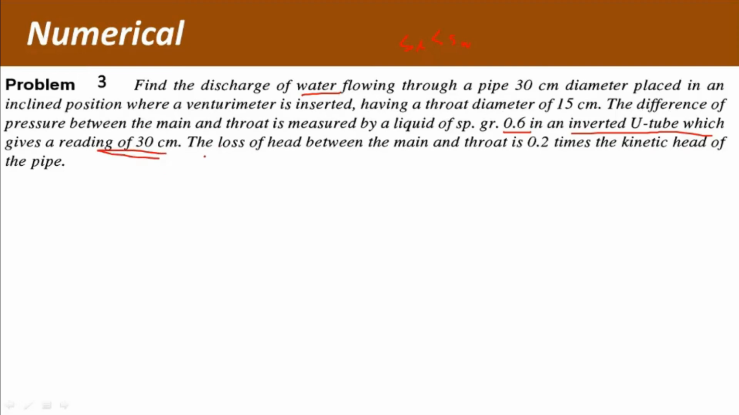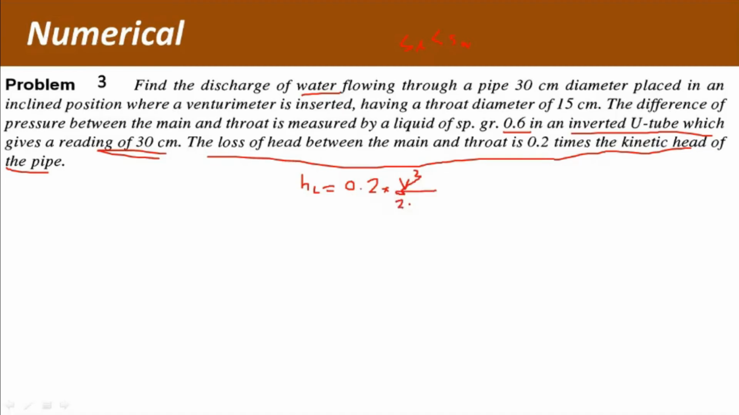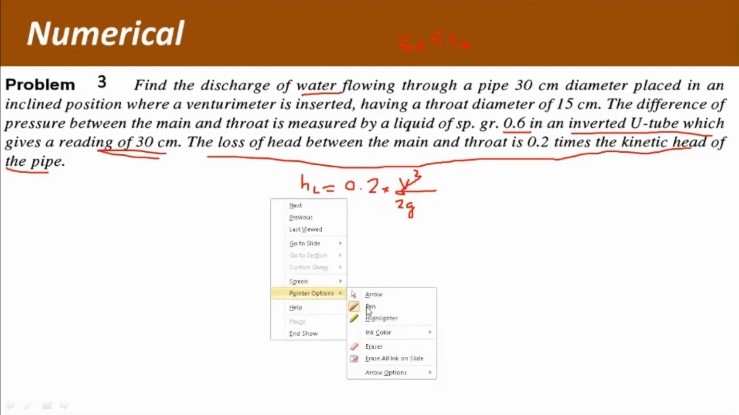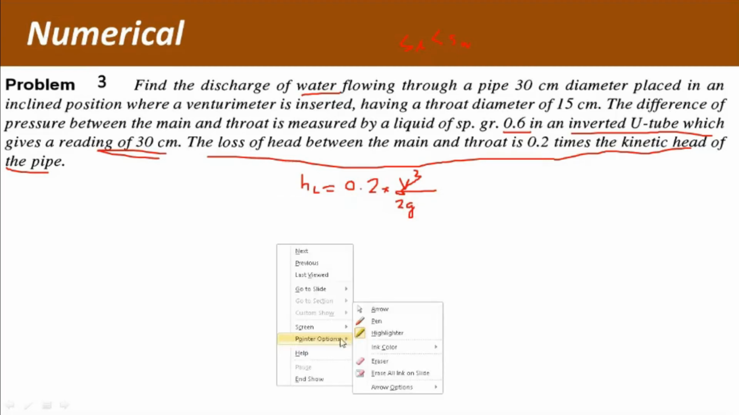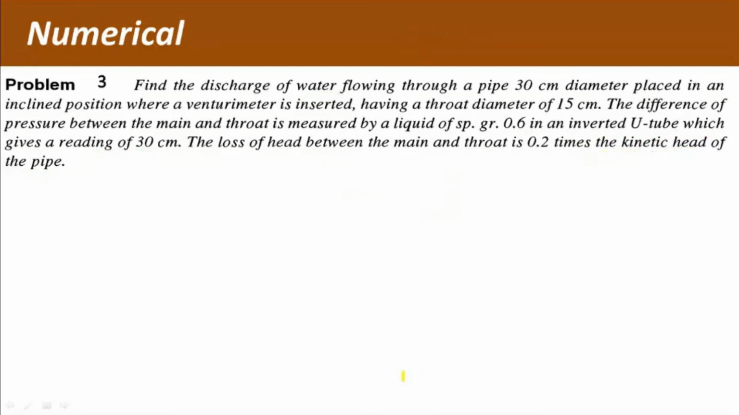30. देन द लॉस ऑफ हेड between the main and throat is 0.2 times the kinetic energy of the pipe. ओके, यहाँ पे आपको जो भी लॉस है, ओके, सो लॉस कितना है 20% और 0.2 times the kinetic energy. So kinetic energy is v square upon 2g. Kinetic head बोला है ना, so it is v square upon 2g. Okay, so we are supposed to solve this and find out the discharge.